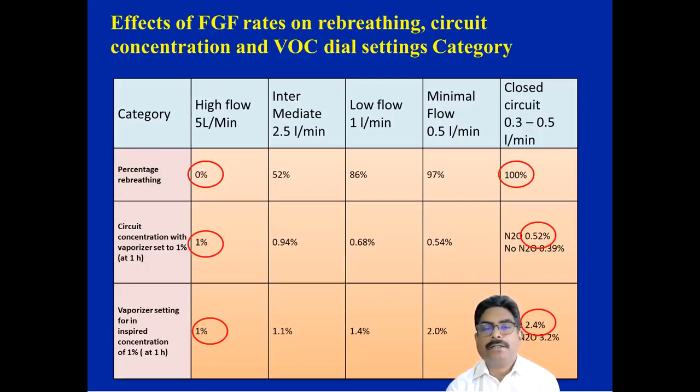If it is 1 liter, there is more, 86%, rebreathing. So if you keep 0.68% on the vaporizer setting, after 1 hour the breathing circuit concentration will increase to 1.4% because of the rebreathing of 86% of the expired anesthetic gas. Likewise, in 0.5 liter, if you keep 0.54%, after 1 hour the breathing system concentration increases to 2%. In closed circuit, at 0.5 liter per minute, there is 100% rebreathing of the expired gases. So if you keep the vaporizer at 0.52%, after 1 hour the concentration in the inspired limb of the breathing system will increase to 2.4%.